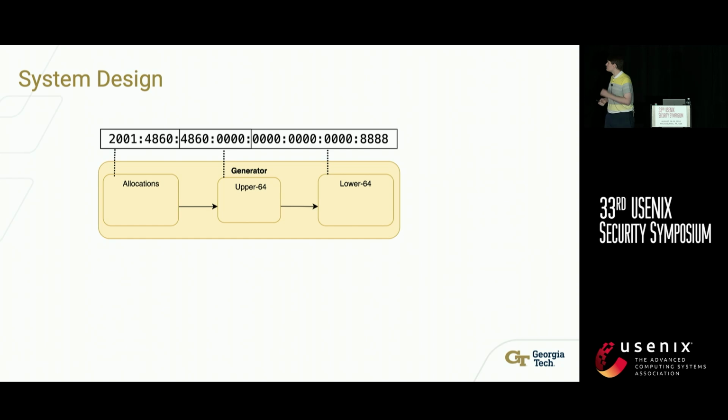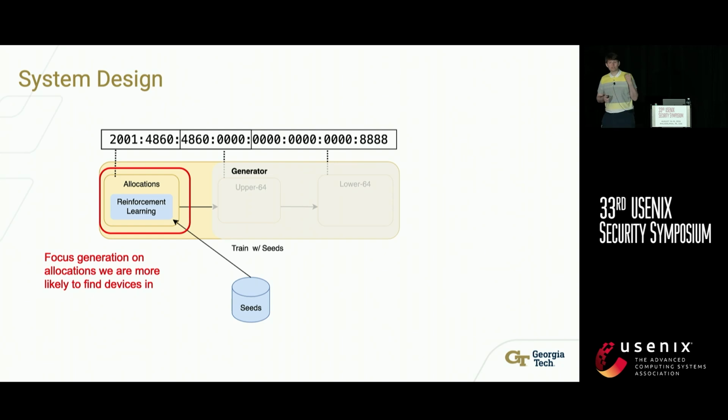So what we realized was that we could generate each section of the address on its own, using a generator that leverages the structure of that portion of the address. For allocations, we could use a reinforcement learning approach to sample all of the allocations and then hone in on the ones where we're more likely to find active addresses, where we're more likely to be able to discover these devices.